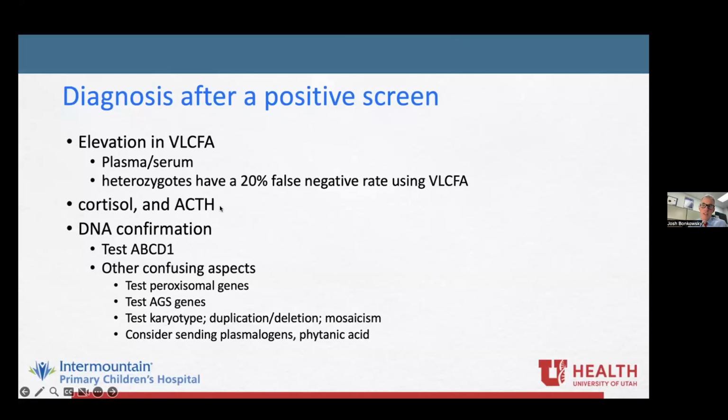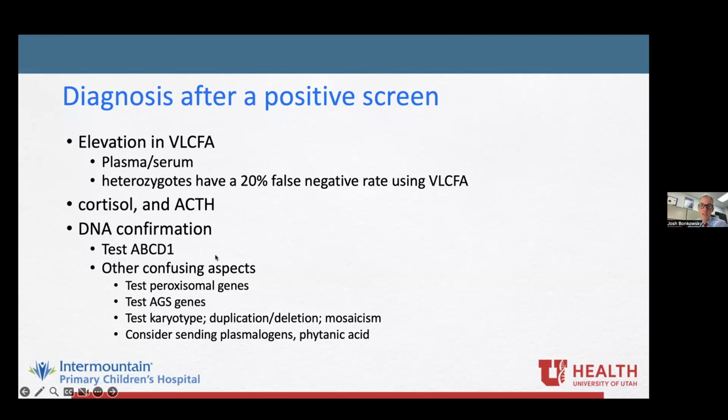And again, this is more of a process standpoint. The cortisol and ACTH, you could wait till you get a confirmation that it's ALD, but because of workflows and how spread out we are, it's easier to get it at the first visit.